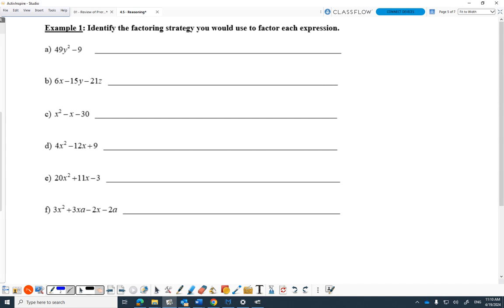Which one do you think is the common factor? Oh, yeah, all of them, we should look for a common factor first. But do I see a common factor in that first one? No. Yeah, there's no common factor in that first one. So as much as we'd like to common factor, it doesn't have one. What is the first one then?